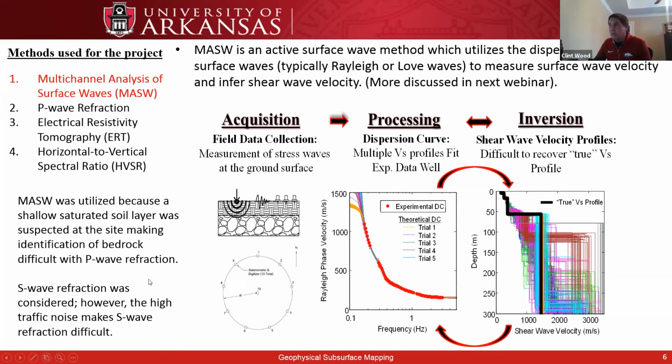So MASW, like most surface waves testing, starts with acquisition, processing to get the dispersion curve that's associated with that, and then some sort of inversion to develop the shear wave velocity profile. And this is really a non-unique issue that you're getting into in getting this shear wave velocity profile, that many different shear wave velocity profiles can fit a particular measured set of data. And this is true of a lot of geophysical methods that you run into.